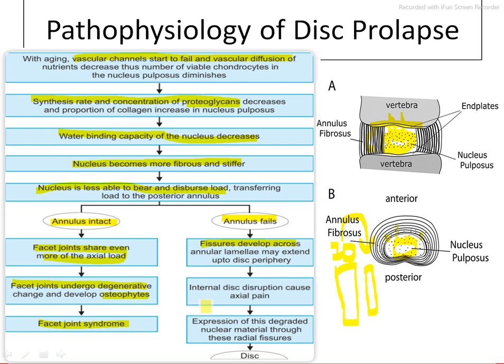Internal disc disruption causes axial pain. So you see, because of the disc disruption, because of the chemical mediators like prostaglandin E2, prostaglandin F2 alpha, nitric oxide, they cause irritation to the nerves. And because of this, axial pain is seen. And there is expression of this degraded nuclear material through these radial fissures, and because of this there is bulging through the fissures of the nucleus pulposus, and it gives rise to disc prolapse. So this is the pathophysiology behind the disc prolapse.